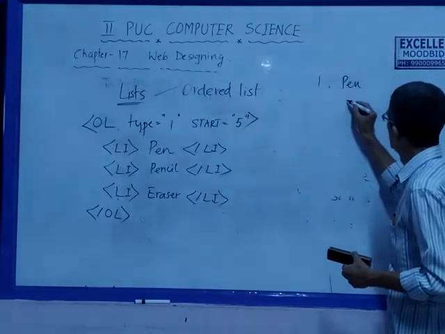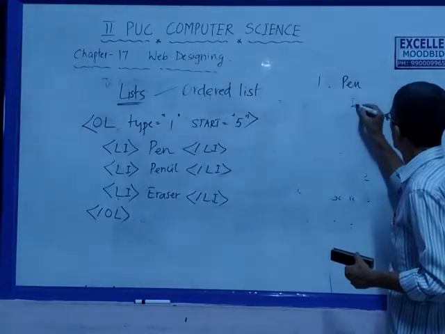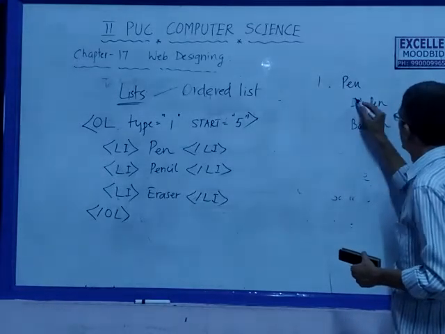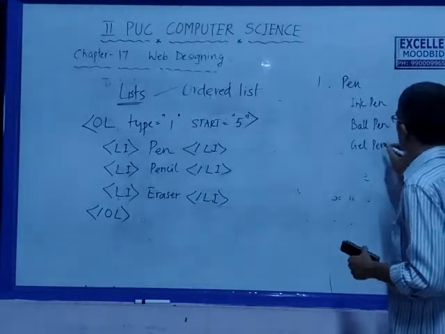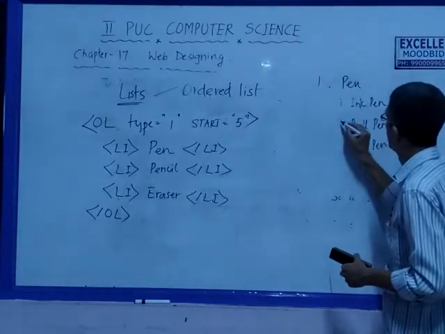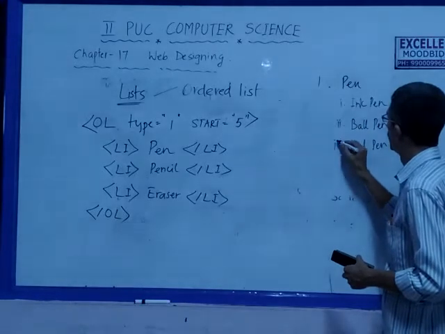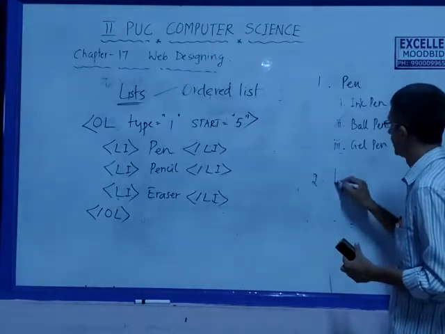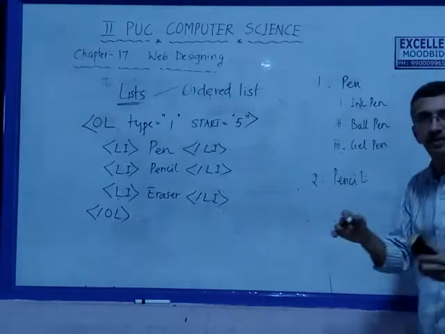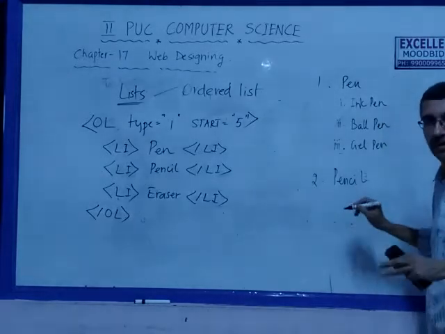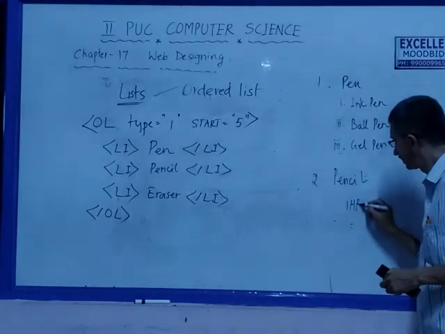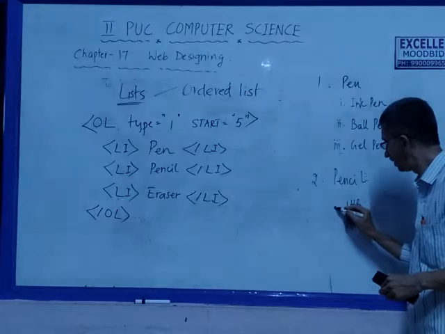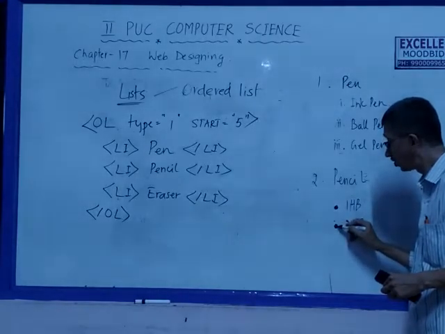For example, here within pen, we can have ink pen, ball pen, and gel pen, like these 3 items. So these 3 items can have lower Roman numbers like this. And next comes the second item in the main list, 2, pencil. In pencil also I can have different sub lists, for example 1 HB, 2 HB, right? Something like this. So this can be either ordered or unordered also, as I told.